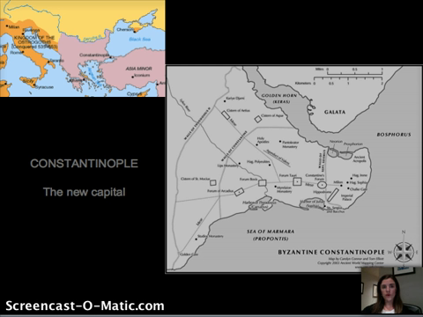So Constantinople will be defeated a few times. Some outsiders will come in and take over on certain occasions, but it will not fall until 1453 to the Ottoman Turks, so that will happen much, much later. And this is partially because it really had a very ideal location.